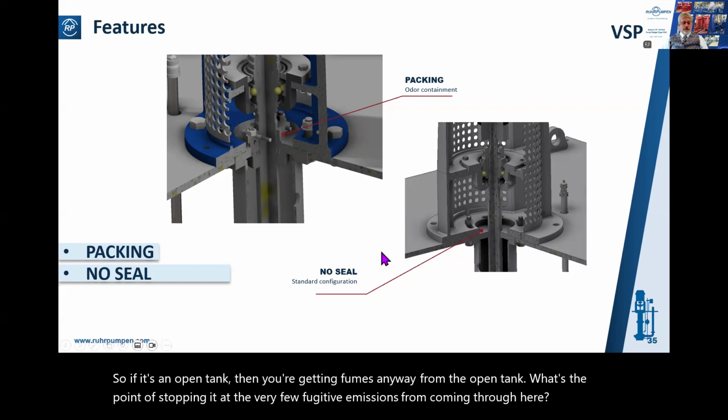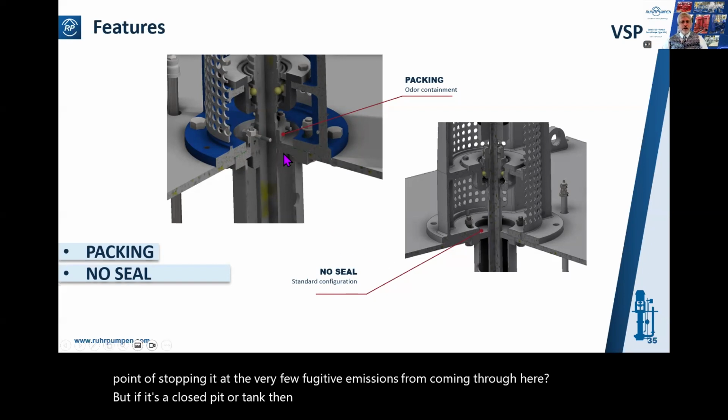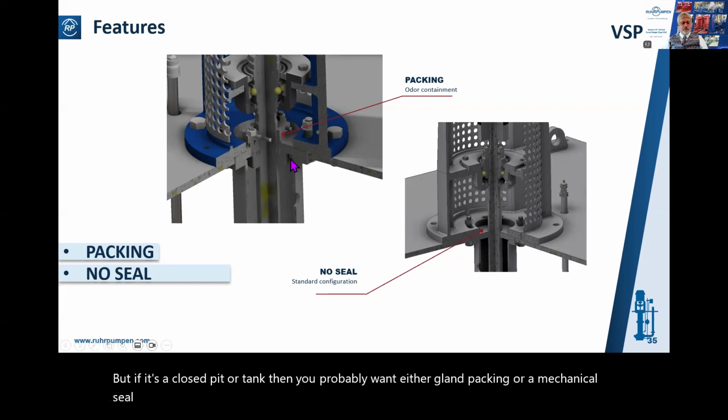But if it's a closed pit or tank, then you probably want either gland packing or a mechanical seal here where the shaft passes through the head plate for odor containment.